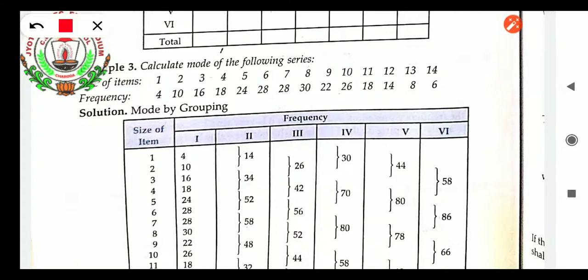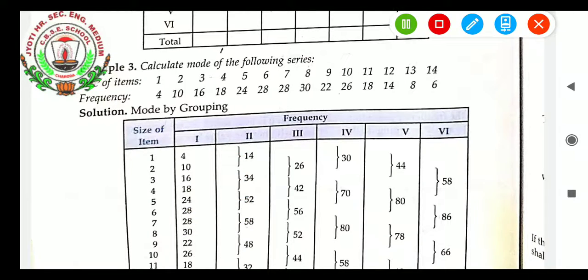How will we make pairs? 4 plus 10, 14. 16 plus 18, 34. 24 plus 28, 52. 28 plus 30, 58. 22 plus 26, 48. Like this, you will be doing pairing. Okay. Now, we will be moving to the next.